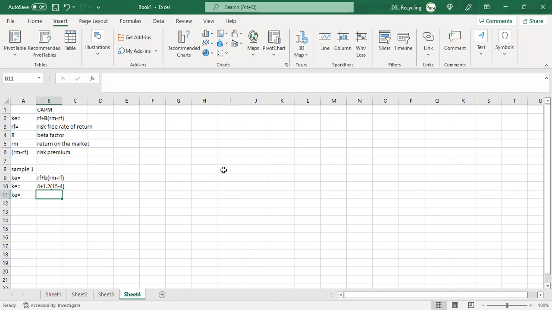Please, let us take note of this again. When we are computing the cost of equity using the CAPM, we follow BODMAS. So before you add your 4 to 1.2, we need to determine our risk-free rate, our beta, and the risk premium before we add 4. So this will now be 15 minus 4, multiplied by 1.2, plus 4. What is our cost of equity?